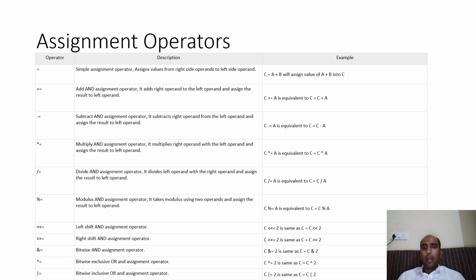c <<= 2, c left shift equals to 2, that means c = c left shift 2. Same, c >>= 2 means c = c right shift 2. c &= 2, c bitwise AND equals to 2, means c = c bitwise AND 2. And so on, so on.